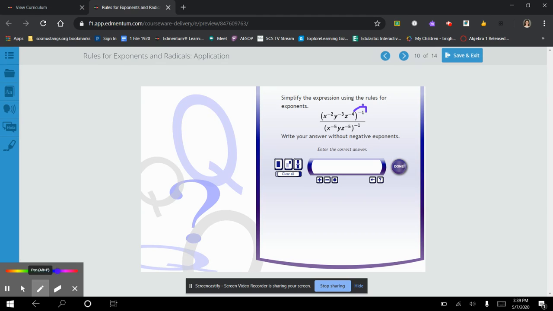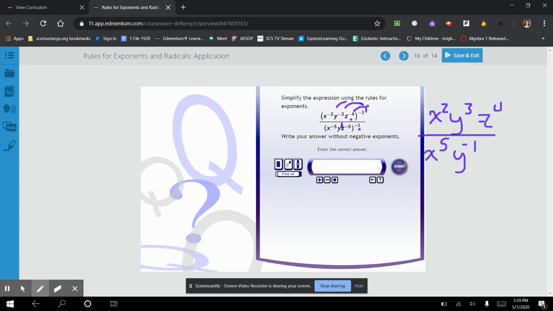So I'm going to distribute that negative 1 to everything in the numerator. So I've got x to the negative 2 times a negative 1 is going to be a positive 2. Y to the negative 3 times a negative 1 is going to be y to the 3rd. And z to the negative 4 times the negative 1 is going to be z to the 4th. Divided by, I'm going to do the same thing in my denominator. X to the negative 5 times the negative 1 is going to be x to the 5th. Don't forget this y has an exponent of 1. So y to the 1st times the negative 1 is going to be y to the negative 1, z to the positive 5, because negative 5 times the negative 1 is going to be a positive 5.